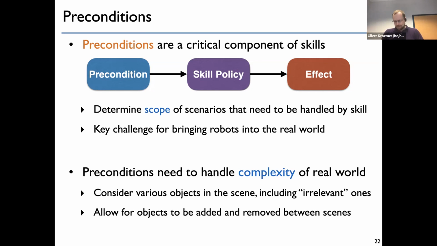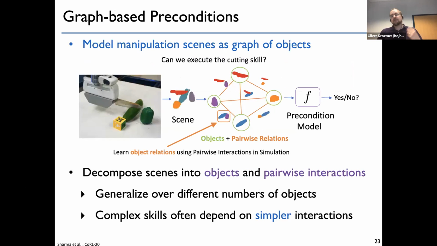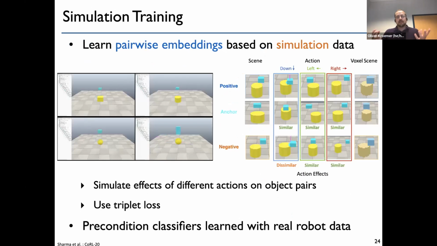situation, right? So if there are irrelevant objects such as obstacles, or objects being moved or added between scenes, or if you're trying to cut a vegetable and you don't have a knife, all of these complexities need to be handled by the preconditions. And so we've been doing some work on precondition learning. This is looking at graph neural networks. And in order to make it more efficient for learning, we looked at breaking it down into pairwise relationships. And we actually learned these simpler relationships using an embedding approach, self-supervised in simulation.